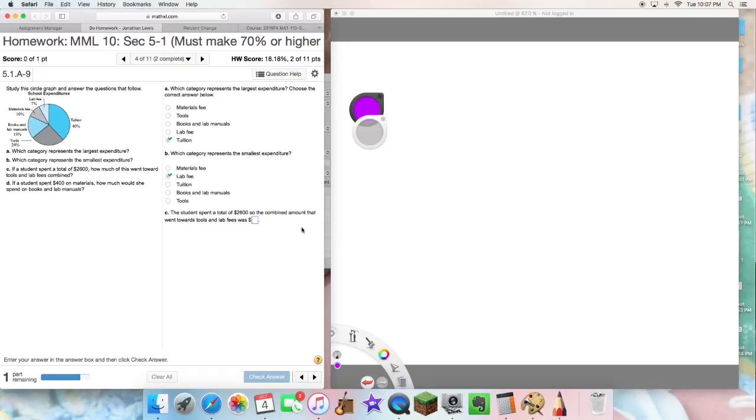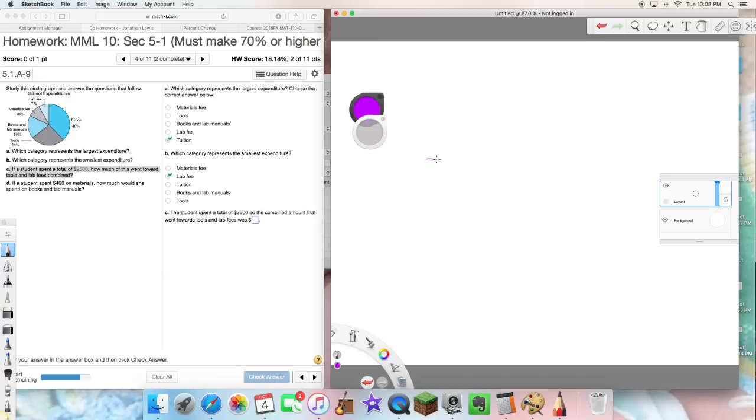Now, this one is a little bit tougher. The students spent a total of $2,600, so the combined amount that went towards, let's just read C first. This might be a little bit confusing. It says this: if a student spent a total of $2,600, how much of it went towards tools and lab fees combined? All right, so let me help you out on this one. The best way to solve this, probably the quickest way of solving it, is setting up a proportion. Oh no, not again. Proportions, Mr. Lewis, I hate those. Suck it up, I don't care.